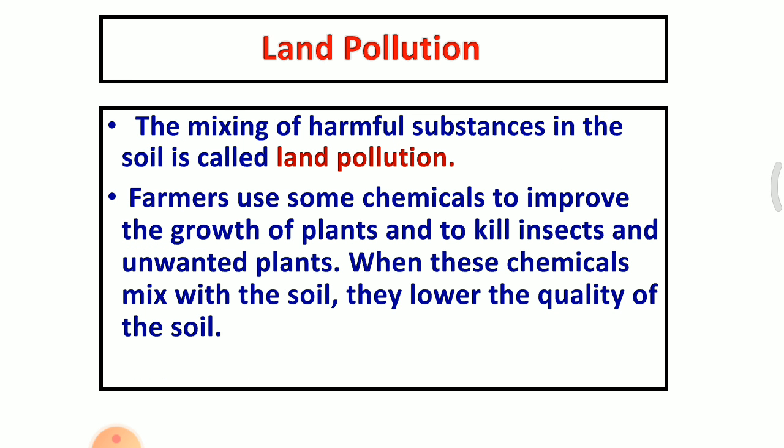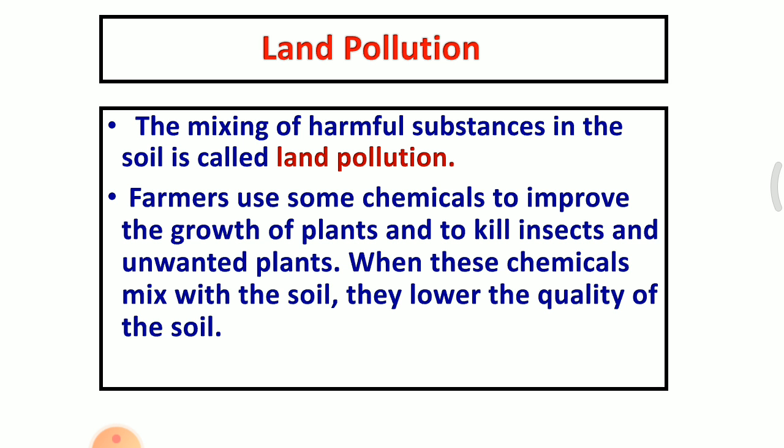The next one, land pollution. How does the land get polluted? The mixing of harmful substances in the soil is called land pollution. When harmful substances are mixed with the water, that pollution is called water pollution. When they are mixed in the air, it is called air pollution. In the same way, when harmful substances are mixed in the soil, it is known as land pollution.